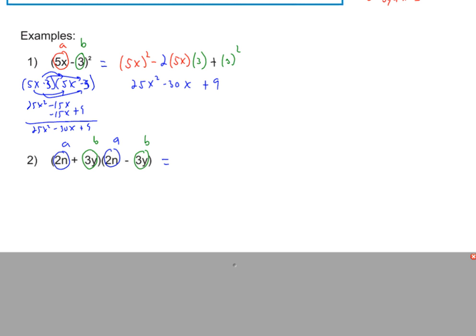So the pattern is the A is squared minus the B is squared. So this is a little quicker, and we end up with 4n squared minus 9y squared. Difference of two squares. Again, you can just multiply them out by distributing. You're going to get to the same place, 4n squared minus 9y squared. So if you don't remember the pattern, just distribute and multiply them out.